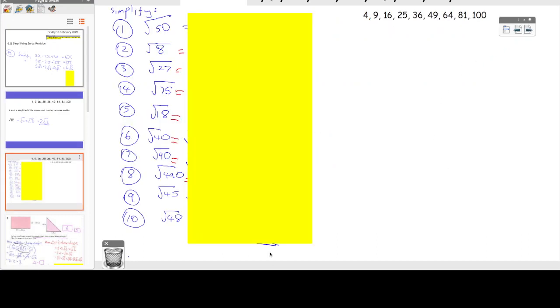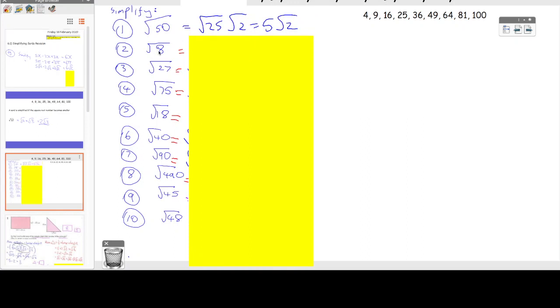So just have a think about these. So root 50, how can we get 50 using our square numbers? Well, the biggest number we can use is 25. It's 25 times 2. So that's going to be square root of 25 times the square root of 2. And the square root of 25 is 5. So that's going to be 5 root 2.